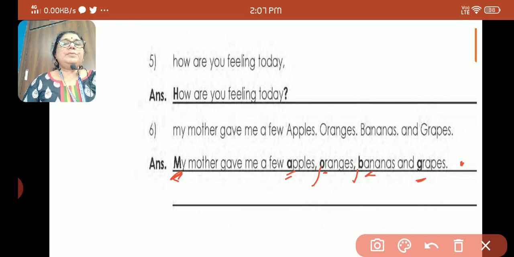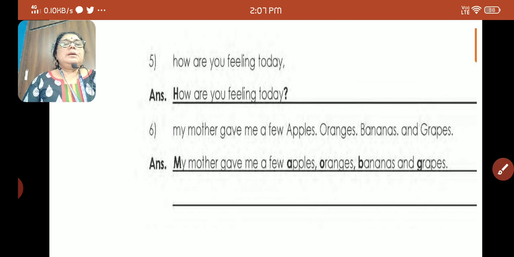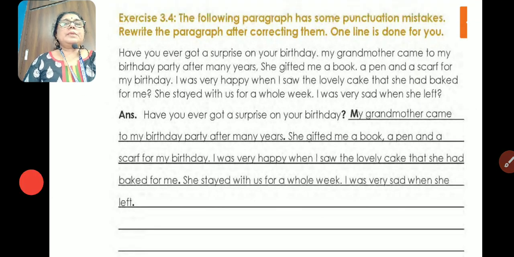Done? All of you? Understood now where all we have to write capital letters, where we have to put a comma, where we have to put a full stop, where we have to put a question mark? Done? Yes. So now let's go to the next slide. That's exercise 3.4.